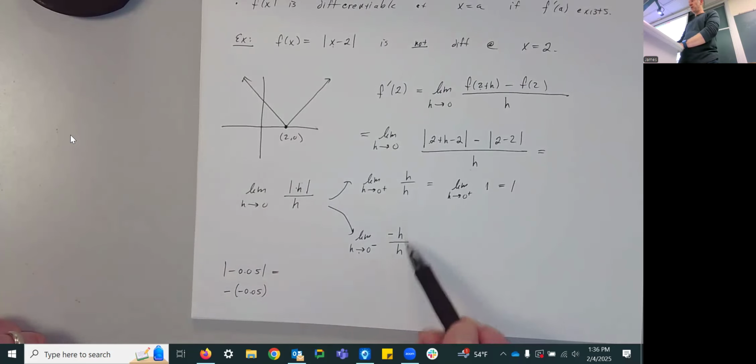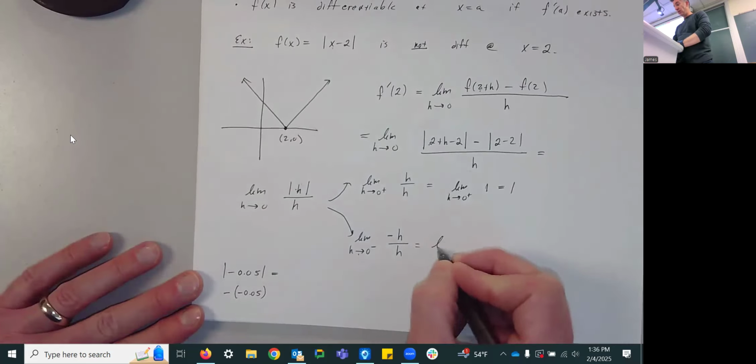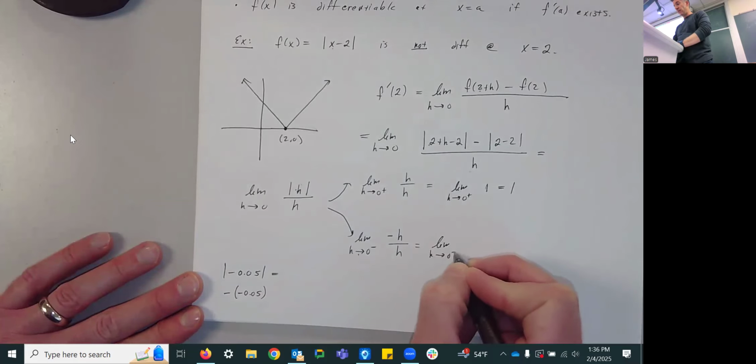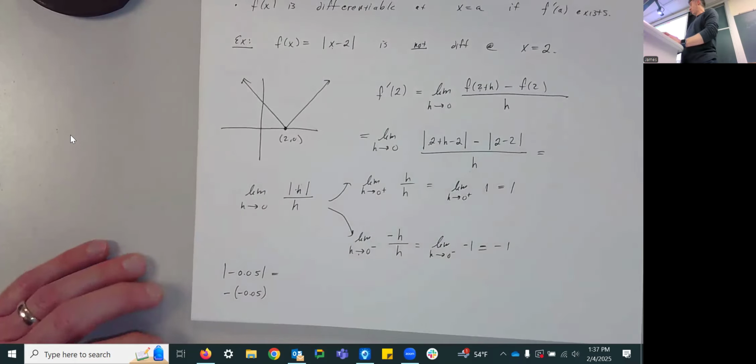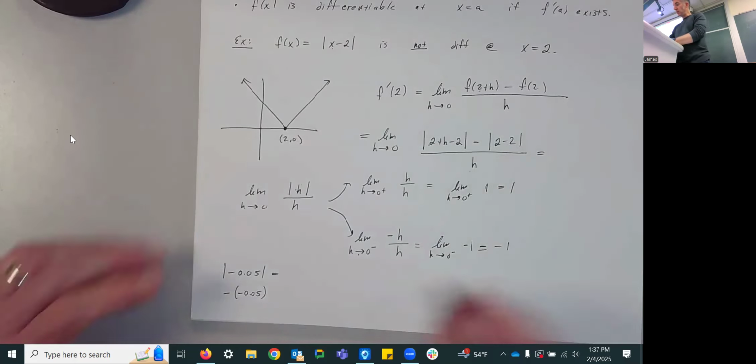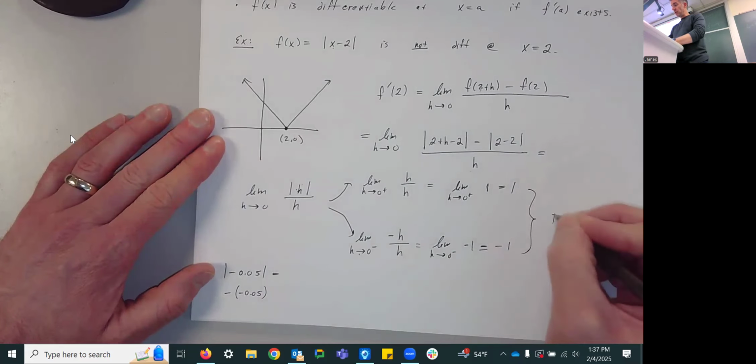But then negative h divided by h is -1. And the limit as h goes to 0 from the left of -1 is -1. And these two limits aren't the same. So what that tells us is the limit does not exist.